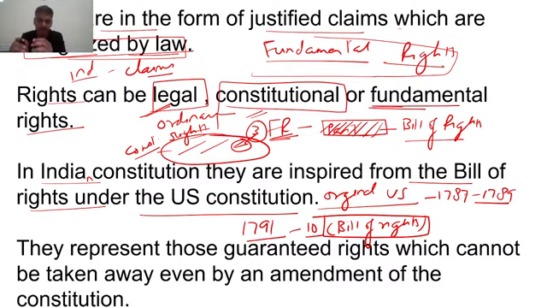Why? Because they are very, very essential for the development of an individual personality, for creating those conditions in which an individual can develop his own self. So in this sense, they are very significant. Okay, so remember, the original US Constitution does not contain any, but they were added in 1791. Now these rights represent those guaranteed rights which cannot be taken away even by an amendment of the Constitution.